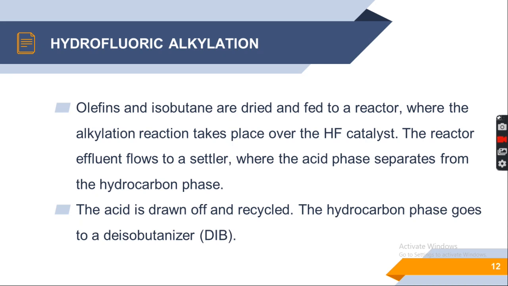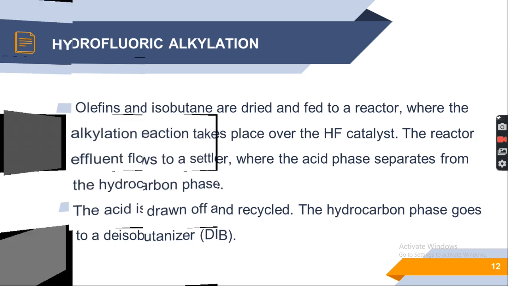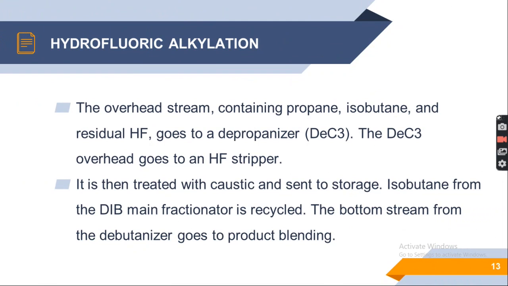Meanwhile, the hydrocarbon phase goes to a deisobutanizer in the fractionation section. The overhead stream, which consists of propane, isobutane, and residual HF, goes to a depropanizer in the fractionating section. The depropanizer overhead goes to a hydrofluoric stripper so that we can recover the HF acid, which is used as a catalyst, and it is recycled. The overhead is then treated with caustic and is sent to storage.